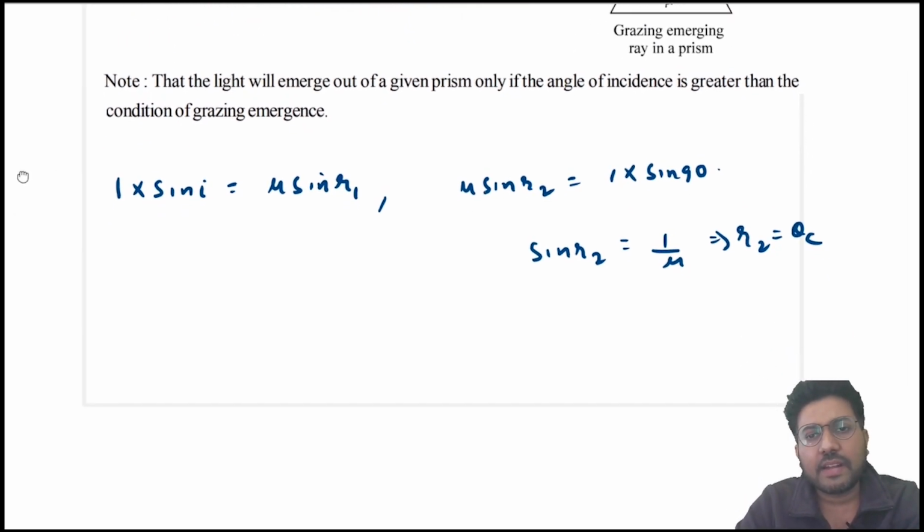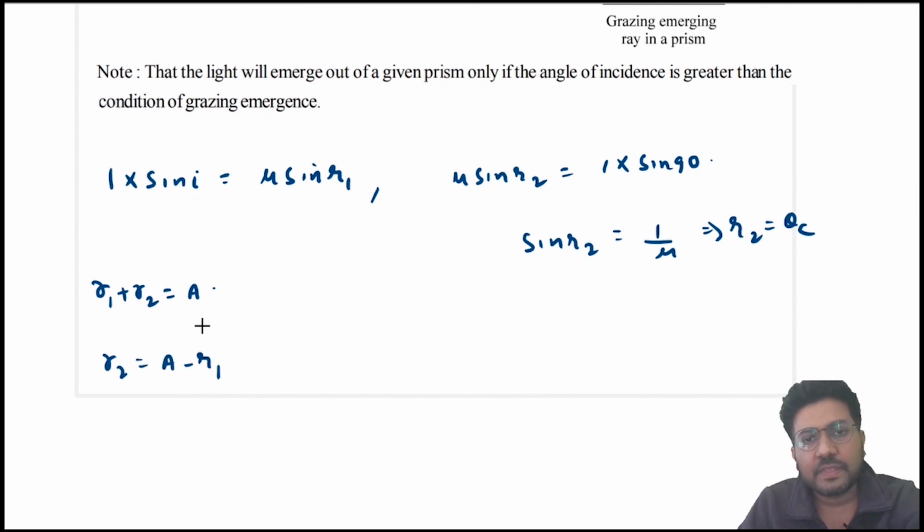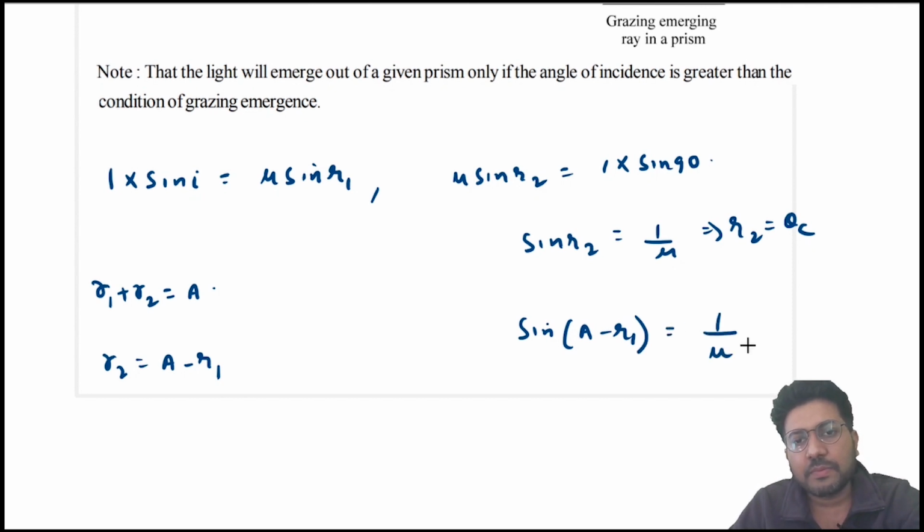Now what I will write here is, you know that R1 plus R2 is A, right? So R2 can be written as A minus R1, right? So from this I will write, sine of A minus R1 is equal to 1 by mu. Okay, and from here you get sine I is equal to mu sine R1.